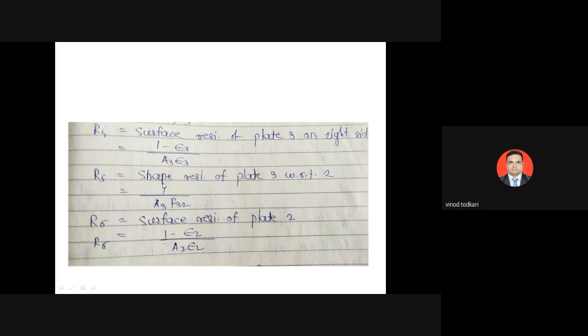What is R5? Shape resistance of plate 3 with respect to 2. So what is the formula for shape resistance? It is 1 divided by area into view factor. Now area is A3 and heat is emitted from 3 up to 2. So the view factor will be F32.